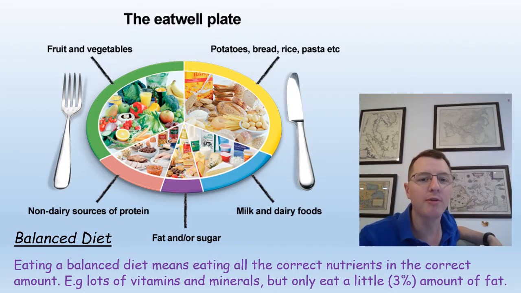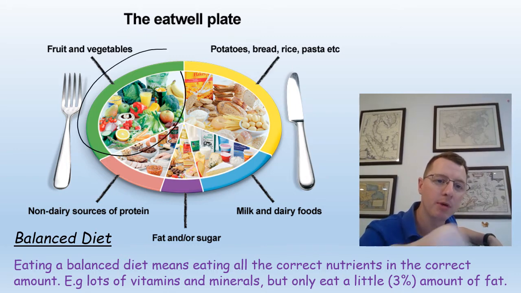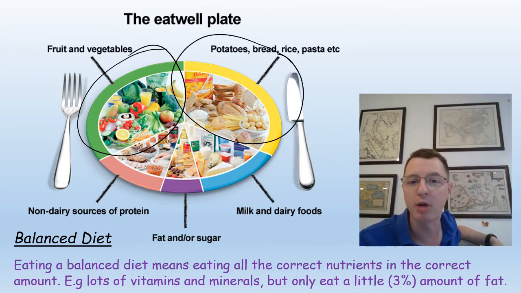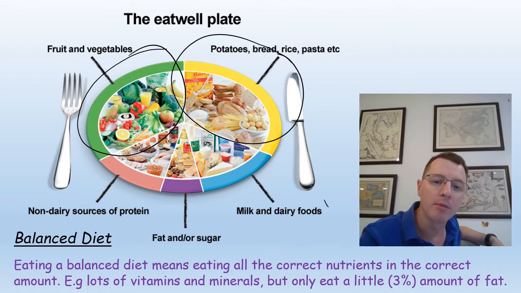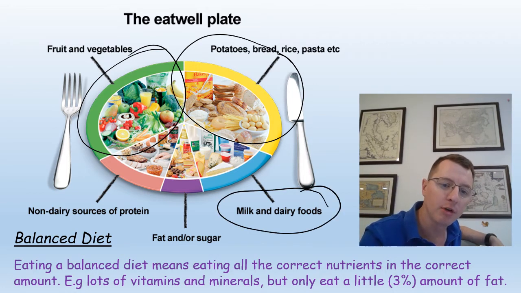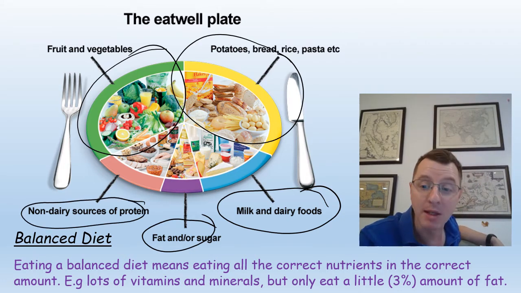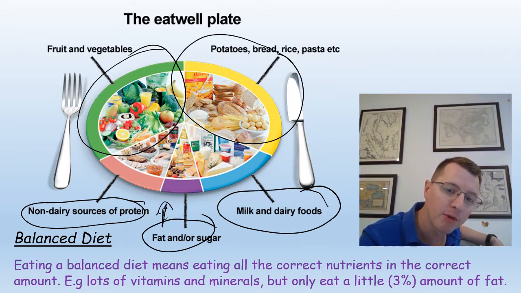So the first thing that we have here is called an eat well plate, and an eat well plate shows us the idealized version of what we should be eating with every single meal. You'll notice a third of that meal should be fruit and vegetables, approximately a third should be potatoes, breads, rice or pasta, and then the remaining third is split between dairy, fat and sugar, and non-dairy sources of protein, things like meat and fish. Now the key thing to notice on here is that we must consume fat and sugar.